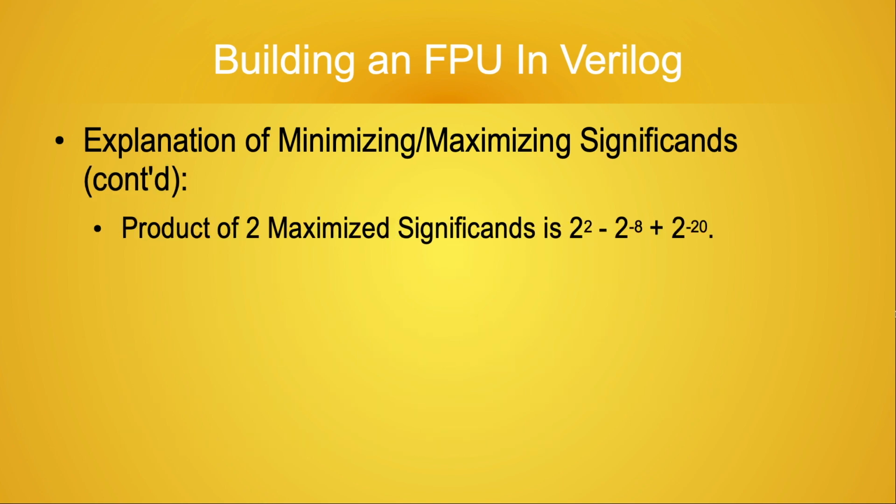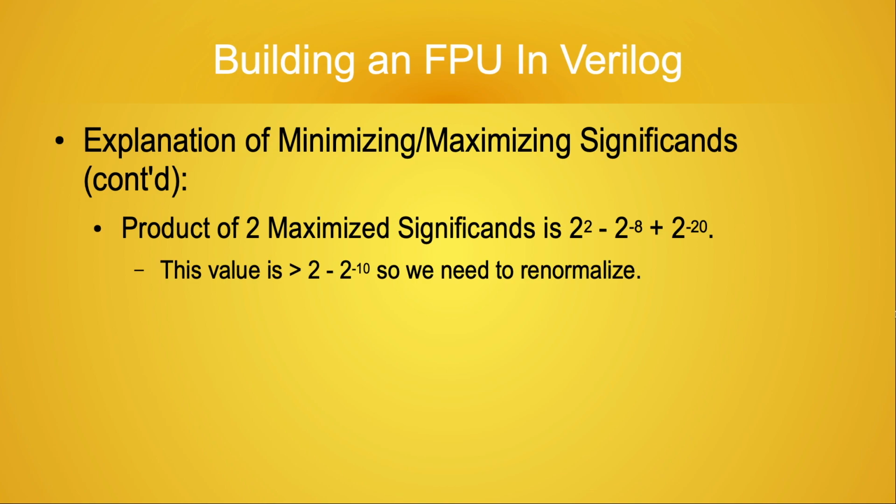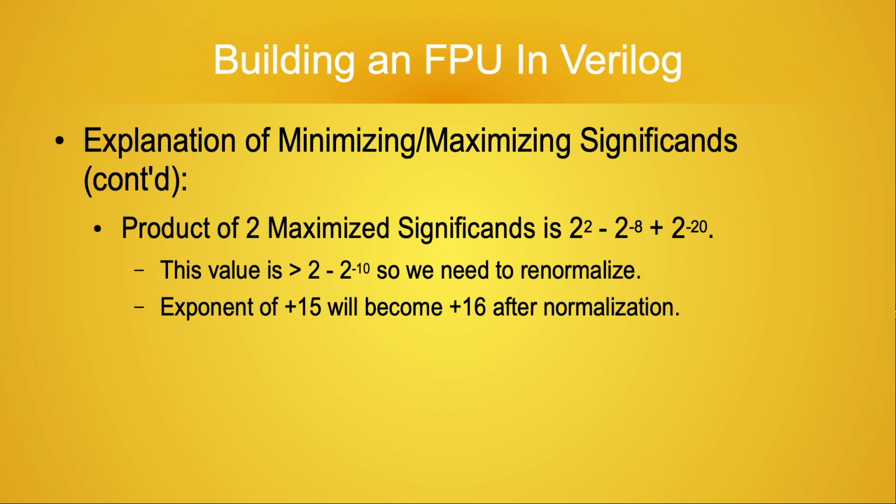If we multiply two maximized significands from two normal numbers, their product is going to be 2 squared minus 2 to the minus 8th power plus 2 to the minus 20th power. This value is larger than 2 minus 2 to the minus 10th power, which means that we need to renormalize the product by shifting the binary point one place to the left and increasing the exponent of the product by 1. If the sum of the exponents of the two operands is already plus 15, when we renormalize, the exponent value will be plus 16, and we will have to return infinity as the product of the two normal numbers.